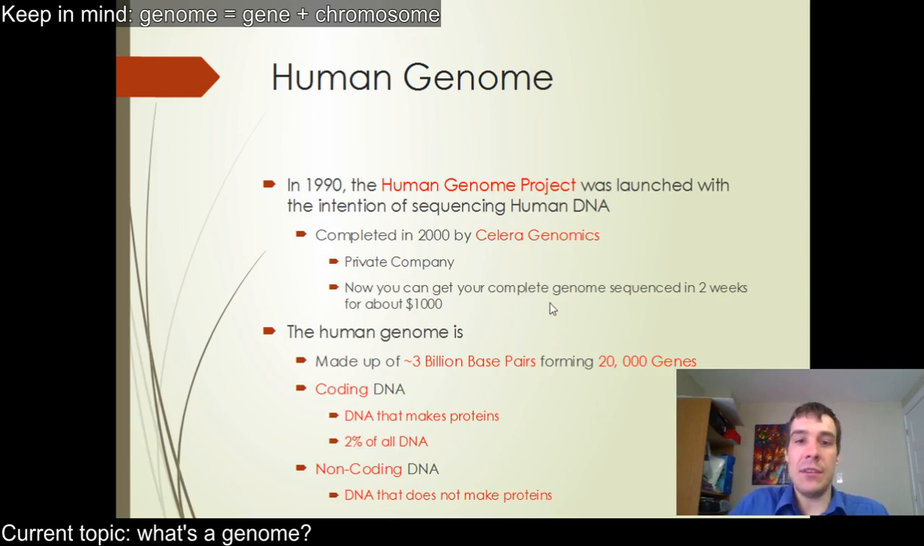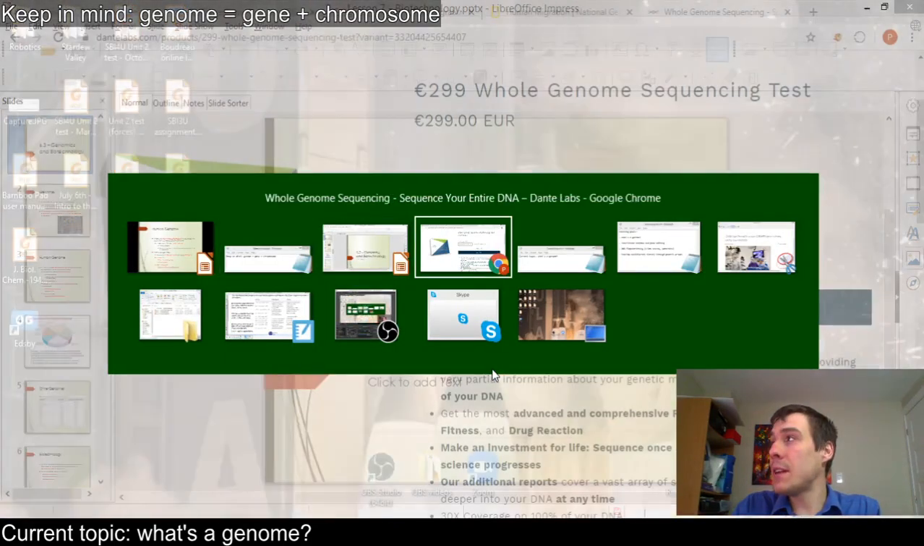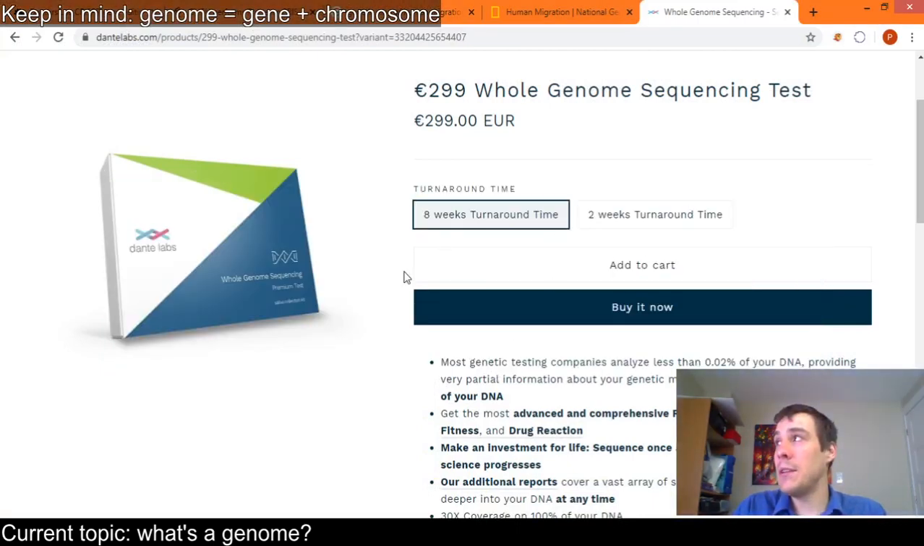Now, after another 20 years of advancement in this technology, you can actually get your complete genome sequenced in 2 weeks for about $1,000. You can get all 3 billion base pairs of your specific genome. You can get your code. You can get the source code. So what they do is they get you to just take a cheek swab, send it back to them, and then they do the work and they send you back your genome. So if you got $1,000 lying around, maybe you want your entire genetic code. I don't know. If you don't have $1,000 lying around, here's the actual website here.